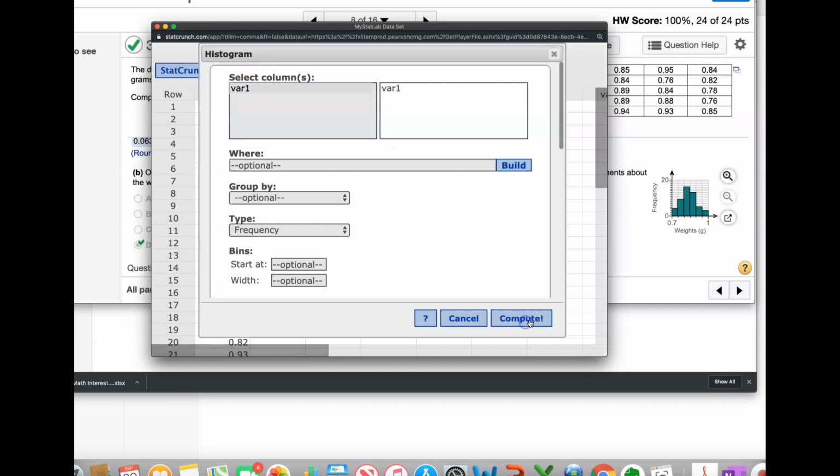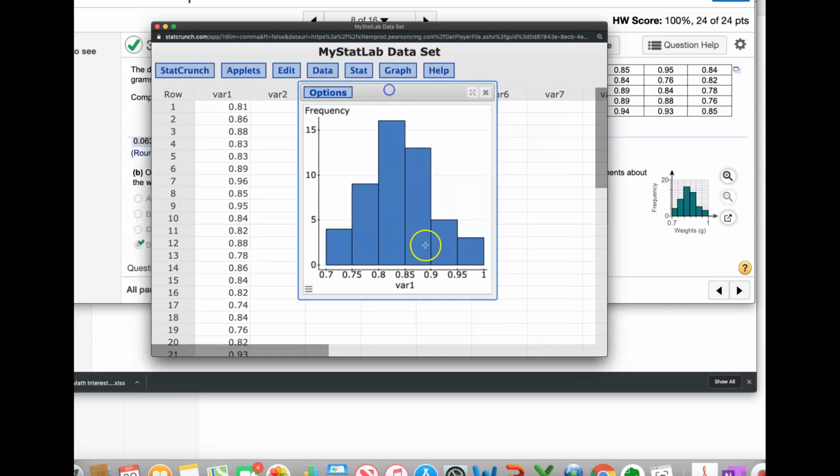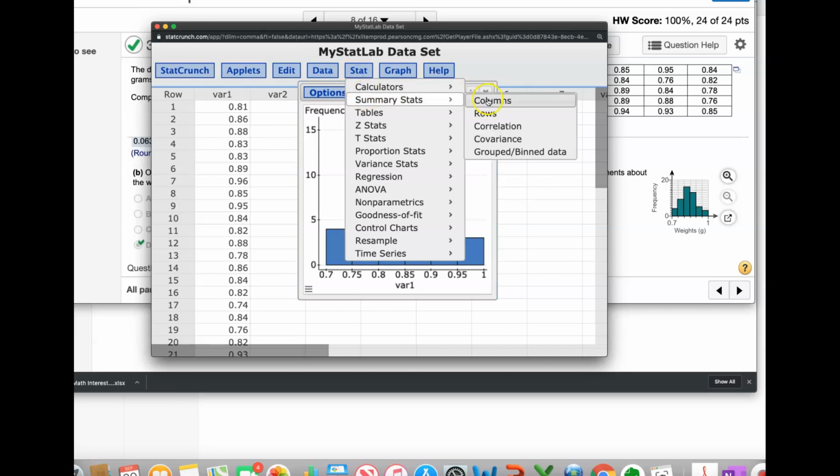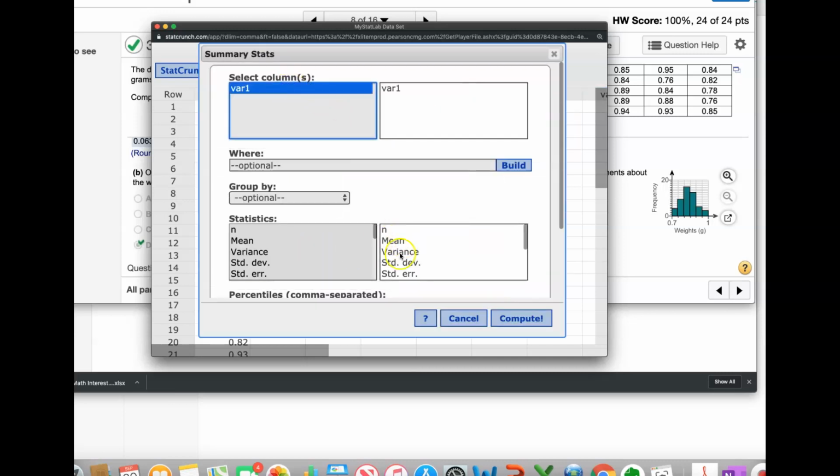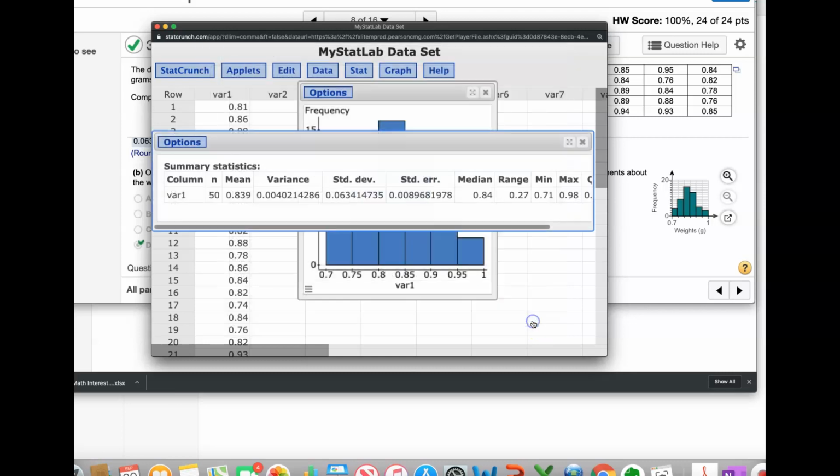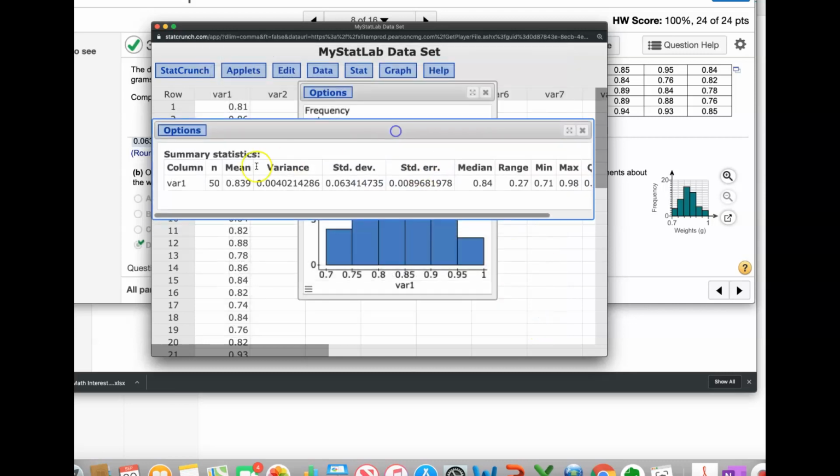And so we look at the histogram of this data, and we see it's approximately normal, or bell-shaped, which means we can apply the empirical rule. You need to run summary stats on this so that you can find the standard deviation and the mean. And once you have those values, 0.839 for the mean and 0.063 for the standard deviation, we can go ahead and apply the empirical rule to answer the questions here.